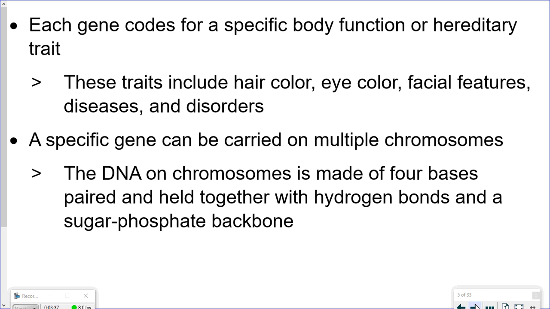The DNA on chromosomes is made of 4 bases that are paired together and held with hydrogen bonds and a sugar phosphate backbone. So remember, DNA is that double helix that we learned in biology. On the side, you have that alternating sugar phosphate backbone, and then the bases are in the middle. Those are like the rungs of the ladder.